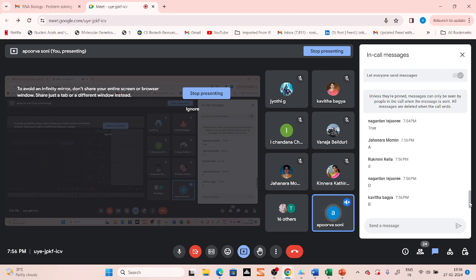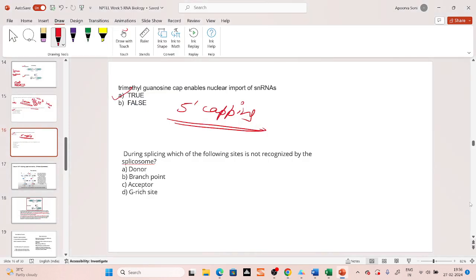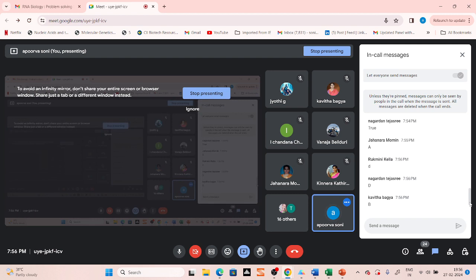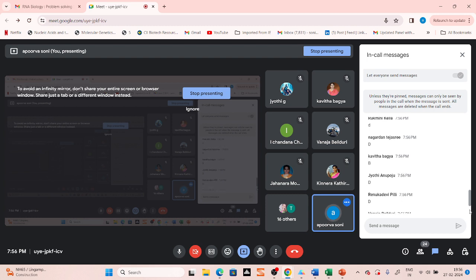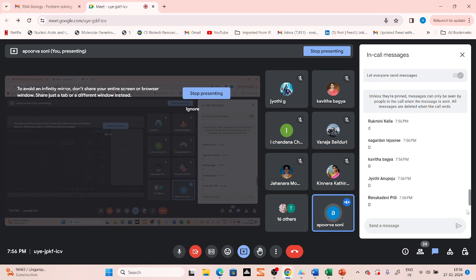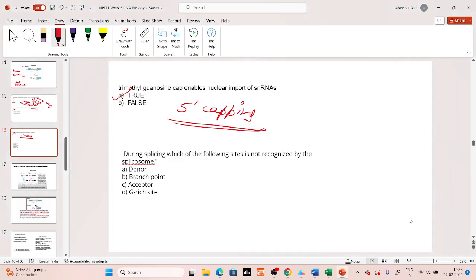Janara has said A. Let me see the question. Okay. Rukmani has said D. Tejasri has said D. Kavita has said B. Jyoti, D. Renuka, Vanaja, Gaurishwari, D. I'm sorry for spelling your name incorrectly. Okay, fine. The correct answer is D.